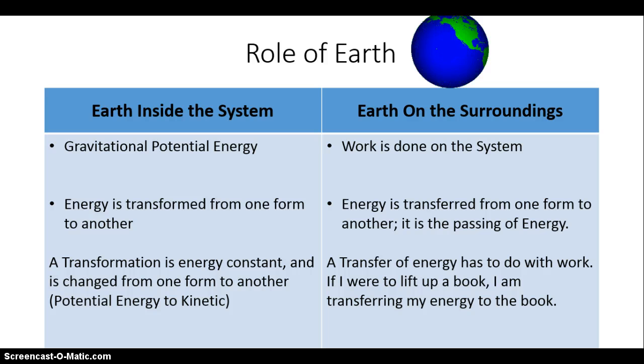So in essence, as an analogy, if Earth is inside the system, there's gravitational potential energy. If Earth is outside the system, it's work. If the elastic is inside the system of a slingshot, then it's elastic potential energy. If it's outside, then it's work once again. So basically, transfer means passing of energy without changing the energy, and transform is to actually change the energy from one form to another.